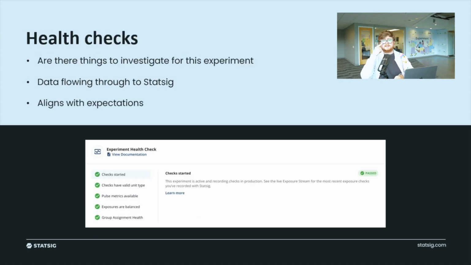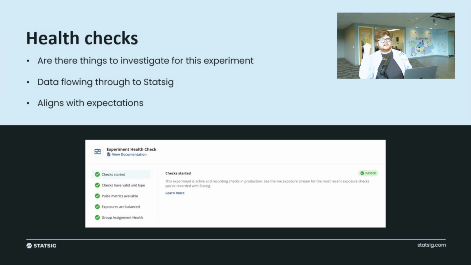And then finally is health checks. This is our surface where, as Statsig, we can just give you information about your experiment. This is where I go once I've started the experiment if I want to know, hey, are there things I need to do? Or am I just waiting for it to collect enough data that I can go and make a final decision, right?